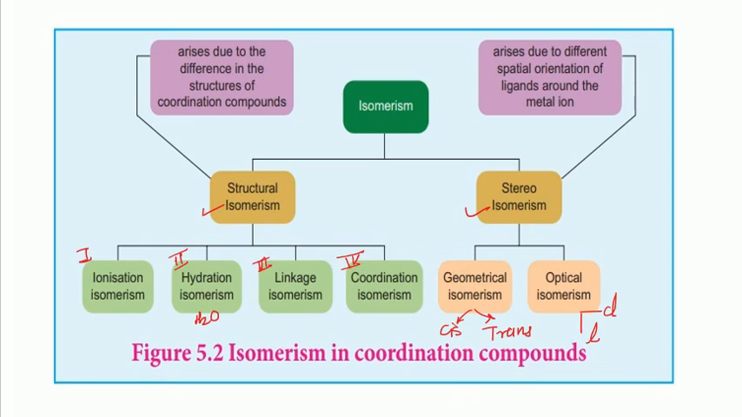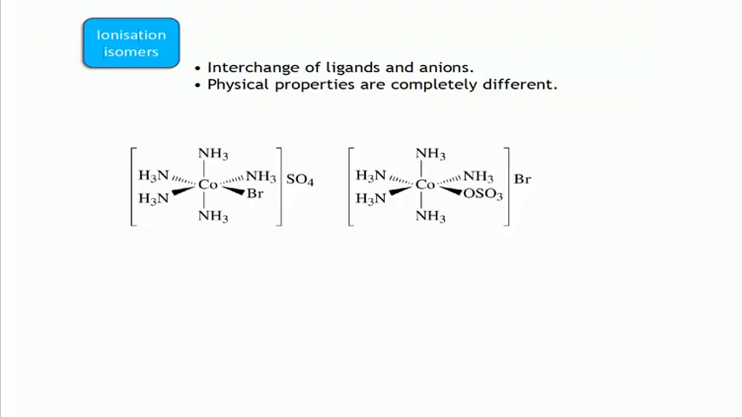Now see first ionization isomerism in detail. Ionization isomerism occurs because of the change in the ions. If two coordination compounds differ in the distribution of ions between those directly coordinated and the counter ion present in the crystal structure, they are called ionization isomers.